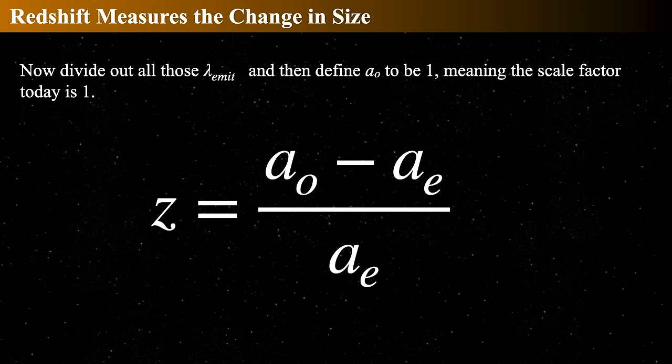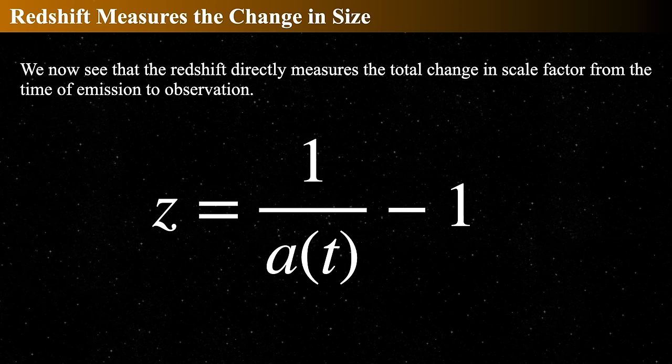So let's divide out all those lambda emits and we're left with scale factors. And then if we define a naught, a sub zero, a sub observed, to be one, meaning the scale factor today is one, then we rearrange this equation to have something that looks insanely simple. Redshift is this redshift and scale factor relationship.